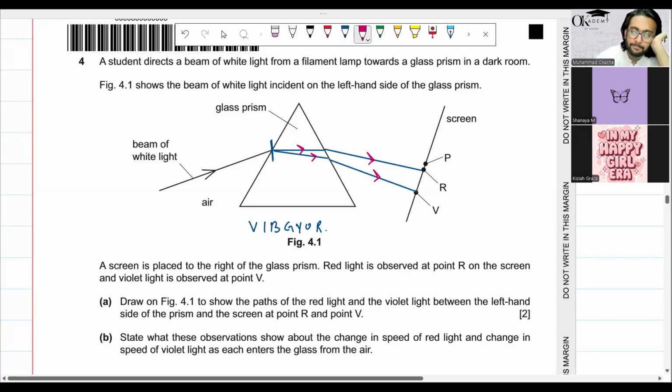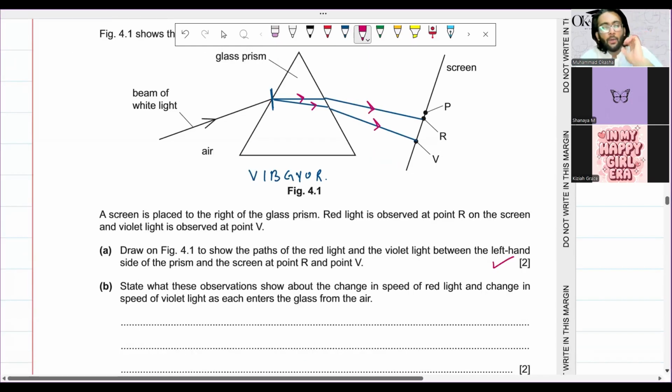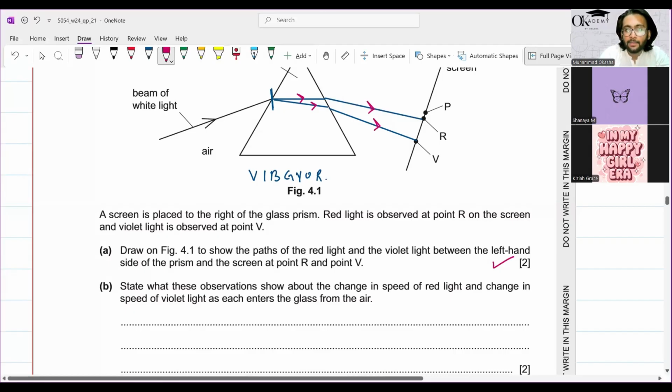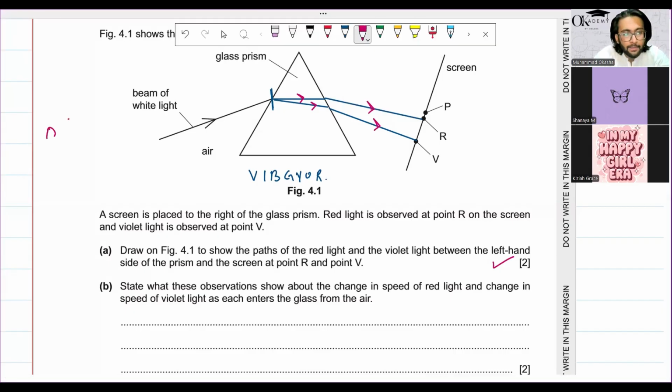All right, next. So we did this, it was for 2 marks. We only have to draw two rays. State what these observations show about the change in the speed of light. Well, the refraction is happening over here. And how did we define refraction? The way we defined it is a change in the speed of the wave. It could be in sound waves, it could be any type of wave. So yeah, refraction is when the speed changes.